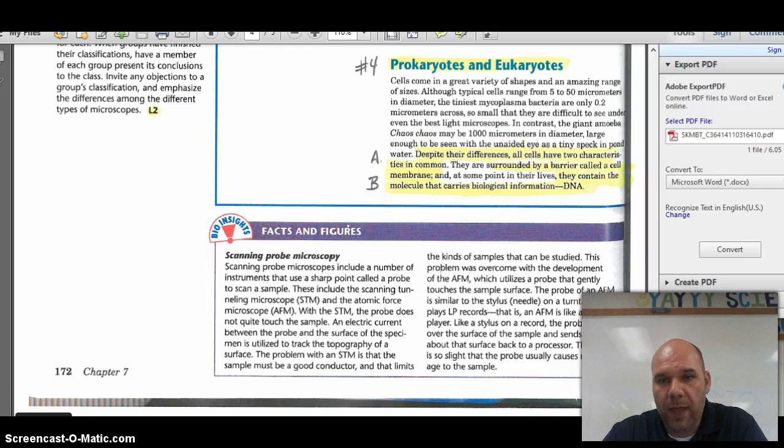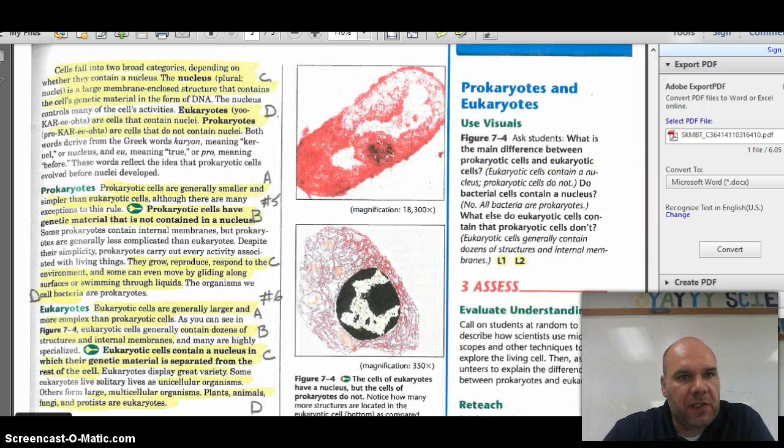We know bubble A, all cells have two characteristics in common. The first being they're surrounded by a barrier called a cell membrane. Bubble B, the second similarity, we know that cells contain molecules that carry biological information such as DNA. We also know that certain differences exist.